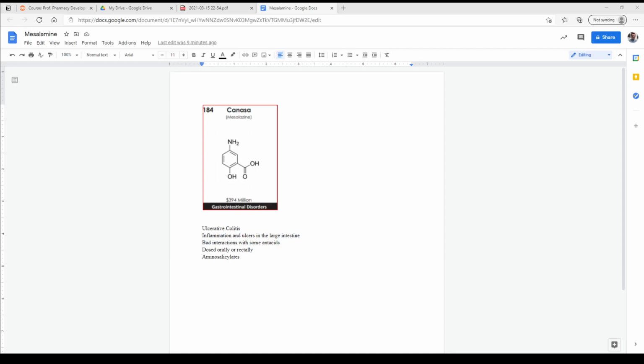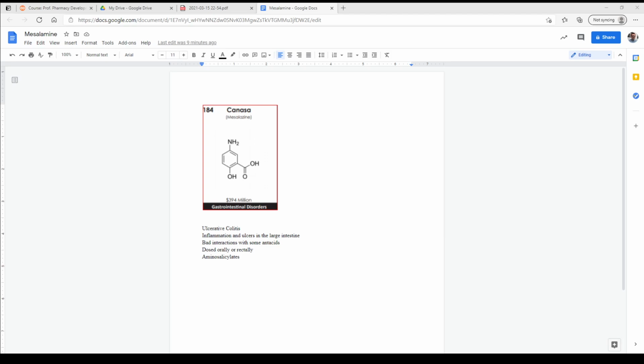So the drug I chose was number 184 on the list, Canasa. It says it's generic as mesalazine, but I found it more commonly known as mesalamine when I was looking it up. I chose it primarily because it has a very simple structure, just an amine, alcohol group, carboxylic acid with a benzene. It has about 400 million in sales. It's obviously a little out of date, but I couldn't find anything more present, at least easily.